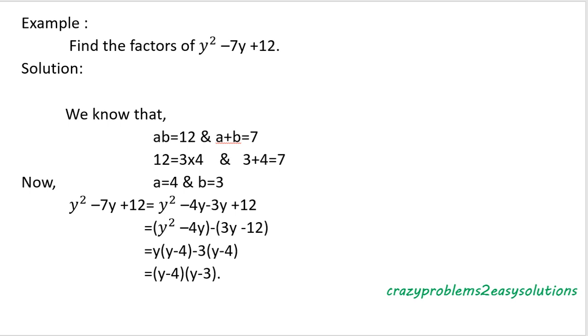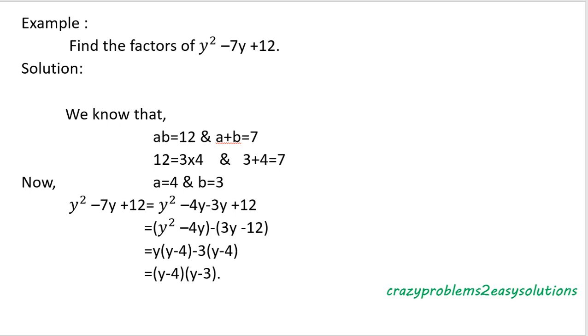y square minus 7y plus 12. Then y square minus 4y minus 3y plus 12. Then make a group of the first two terms and the last two terms. In the first two terms, y is common, take it out: y into (y minus 4) minus 3 into (y minus 4). Again here (y minus 4) is common: (y minus 4) into (y minus 3). Then the final answer is (y minus 4) and (y minus 3).